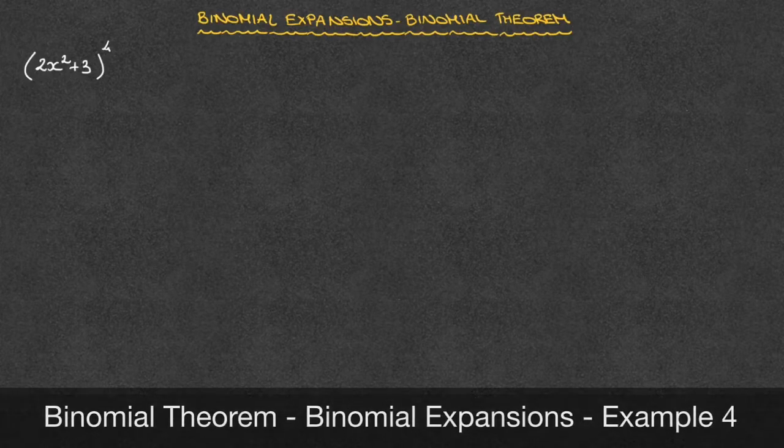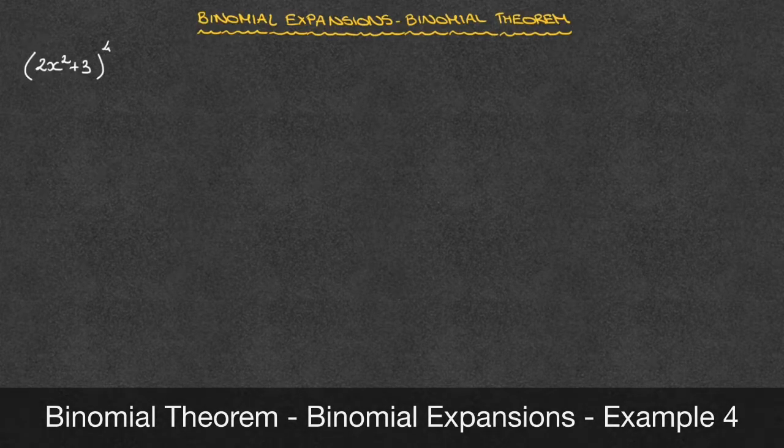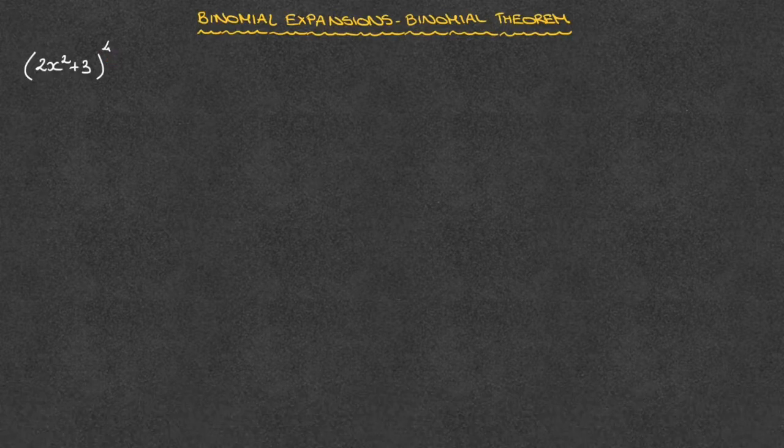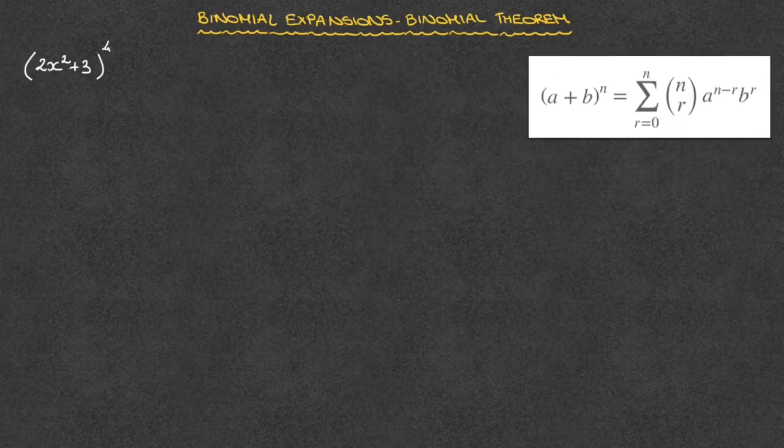Let's see how to write all the terms in the expansion of (2x² + 3)⁴. Well, just as in our previous tutorials, we can start by comparing what we have here to the left-hand side of our binomial expansion formula. In doing so, we quickly see that the only difference is that we've replaced a by 2x², b by 3, and n by 4.